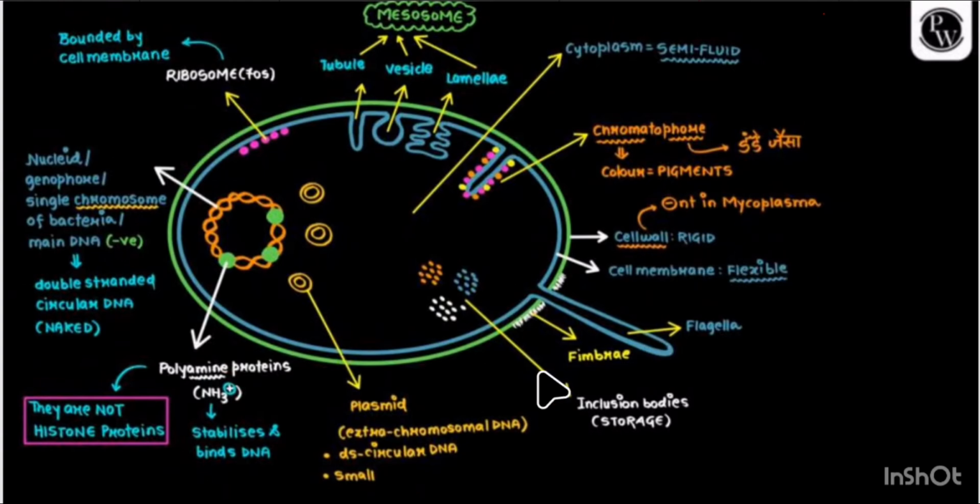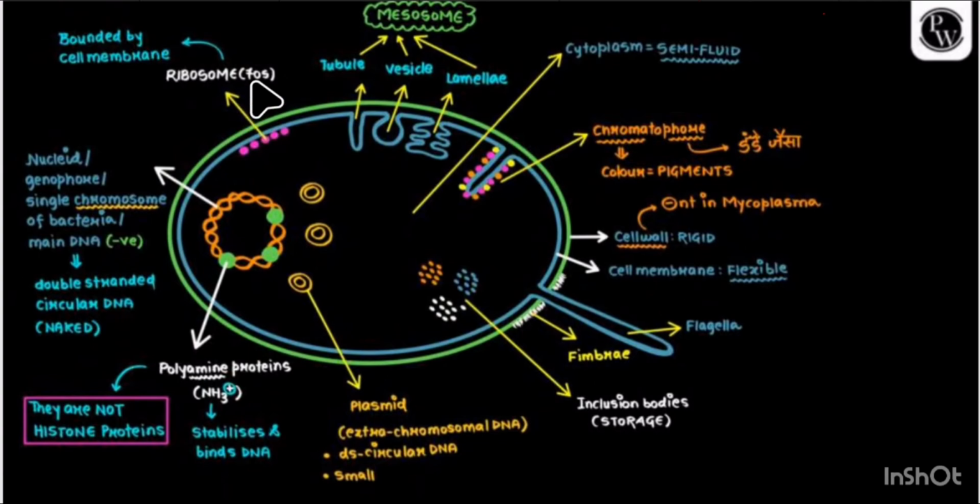And this is the flagella, right? There are also inclusion bodies which help in storage, and here's a plasmid. We can see the extrachromosomal DNA, which is double-stranded circular DNA, and it is small here, right? Polyamines and proteins stabilize the DNA and bind to DNA, and they are not histone proteins, we have to remember.